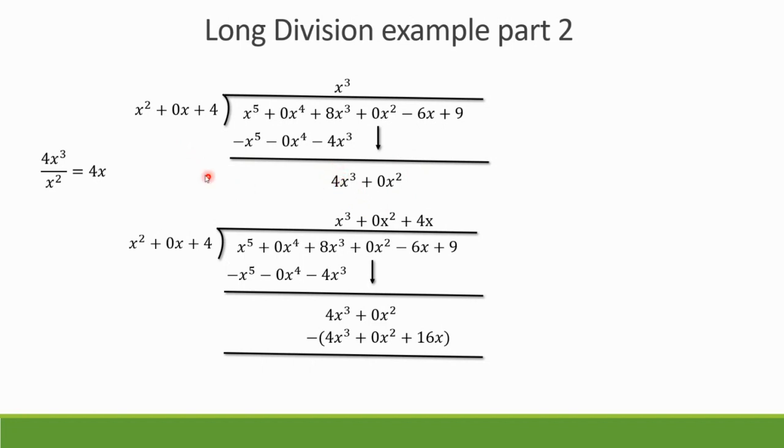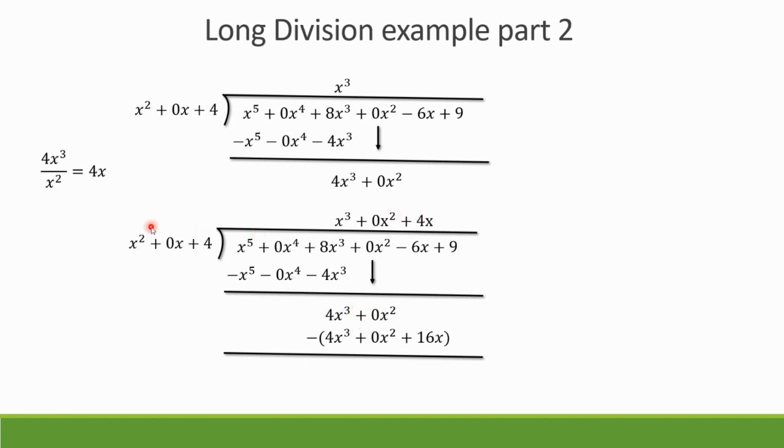So 4x cubed divided by x squared, well, that's 4 times x. We put that over its like term of the dividend, which is minus 6x. So we have 0x squared here, as you can see. We put that in as a placeholder. Now we take the 4x and multiply. And then we subtract.